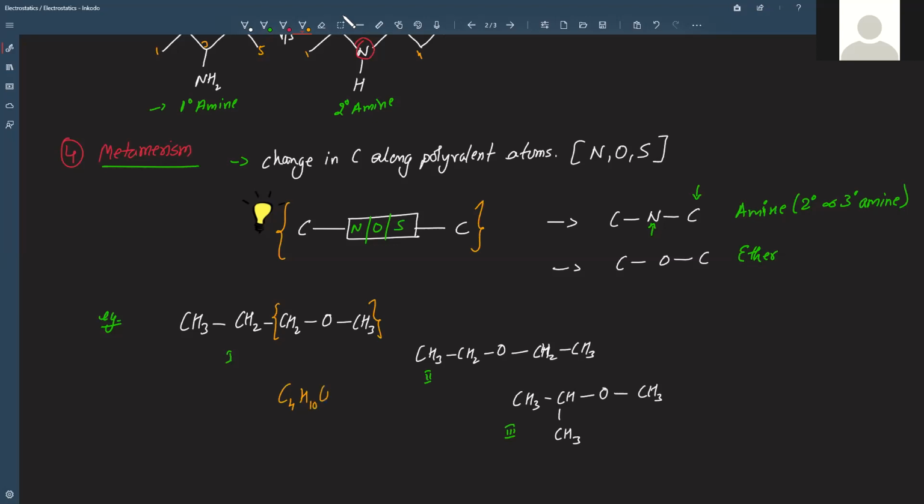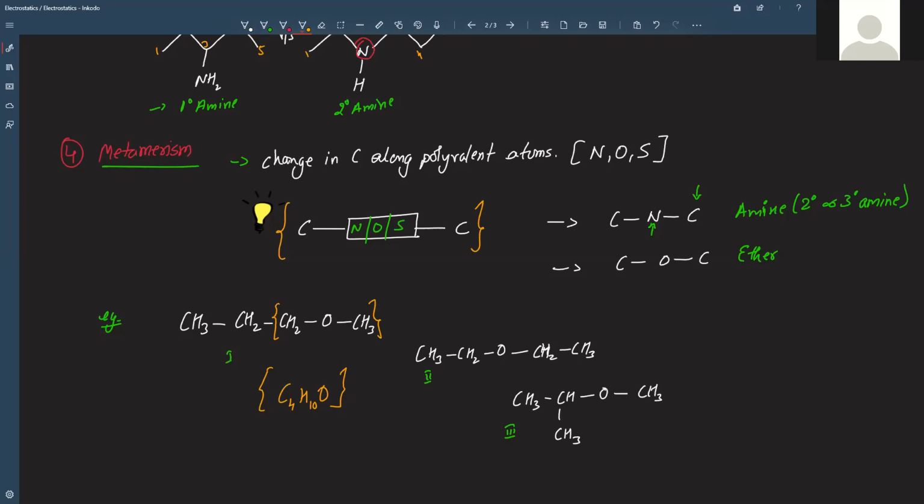C4H10O. You can verify that, but they have different structures. And so when we see that their structures are different, then we come to the conclusion that they are structural isomers. Then we see which type of structural isomer: is it position, chain, functional, or the new type which we have studied, that is metamerism.